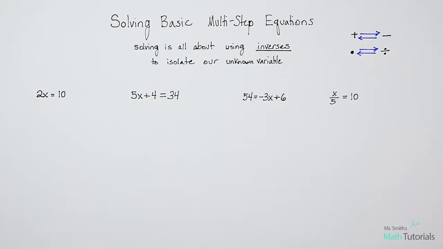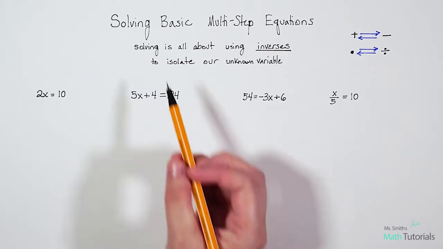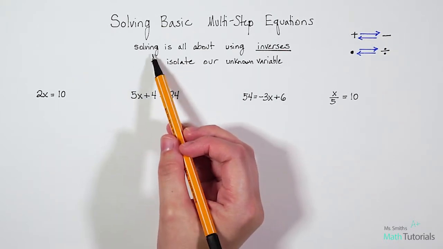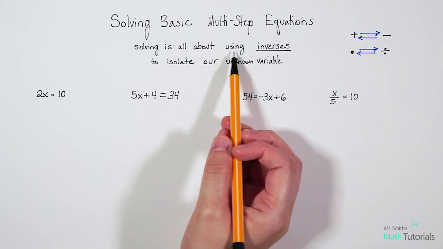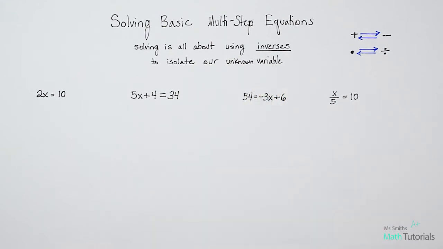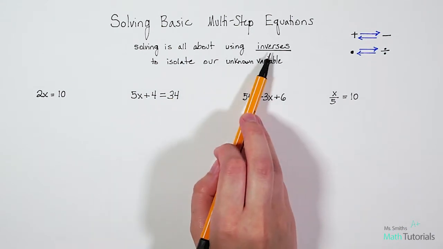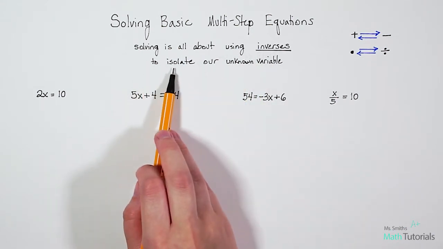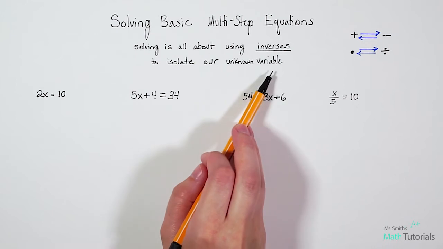I'm Miss Smith. In this video, we're going to be talking about solving basic multi-step equations. So to understand, solving is all about using inverses. That's going to be the key word here, inverses. And you'll hear me say that word a lot, and inverses just mean opposites. Okay, so we're going to use inverses or opposites to isolate our unknown variable.